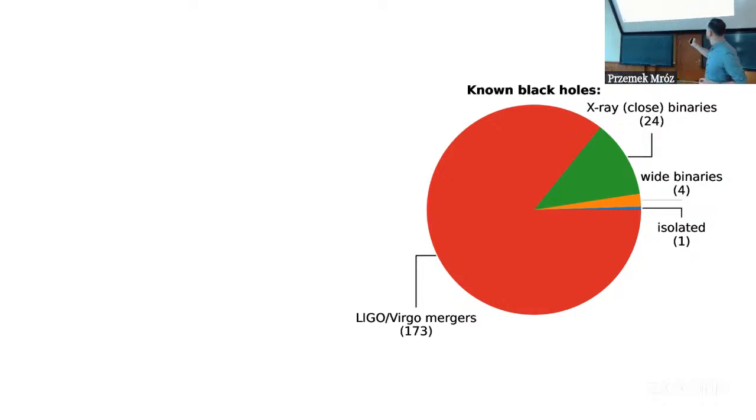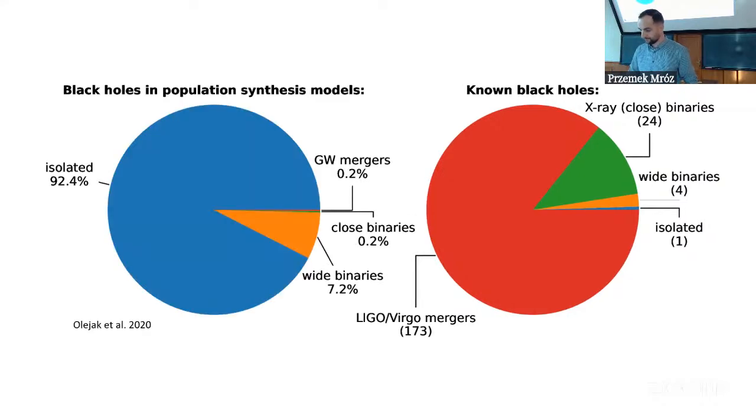I think we have like 4 good examples of black holes in wide binary star systems in which there is no mass transfer and we observe no X-rays. So we say these are dormant black holes that are not interacting. And we have only one example of an isolated black hole, which I'm going to talk about later.